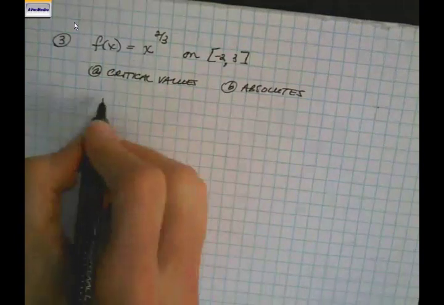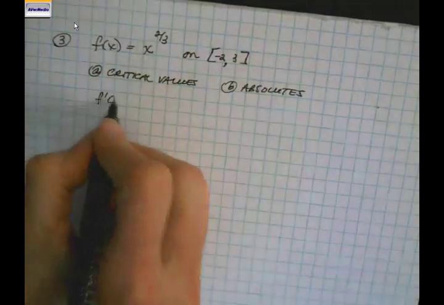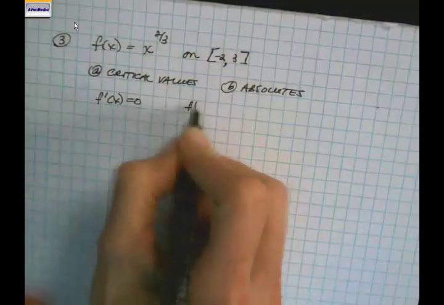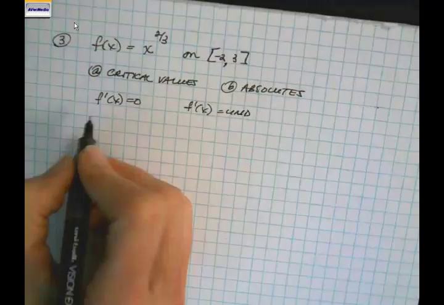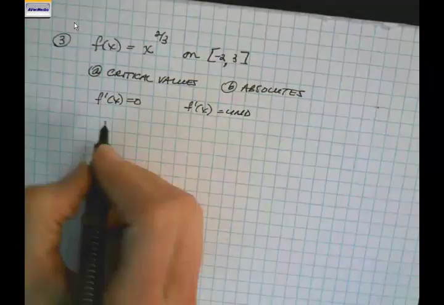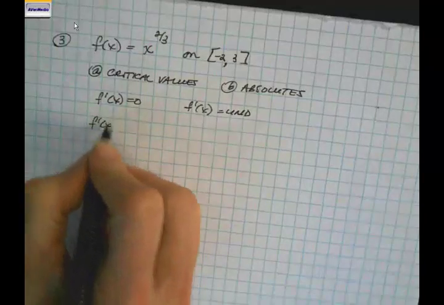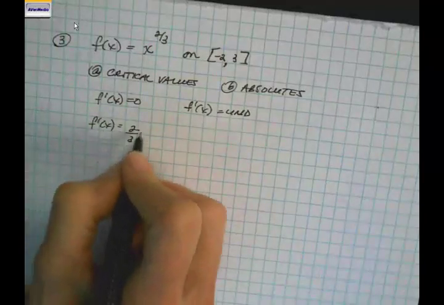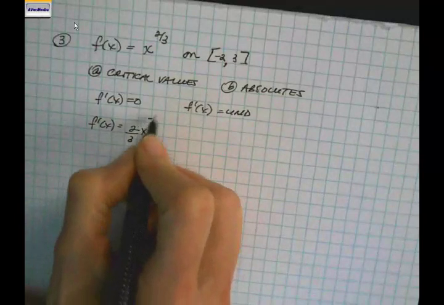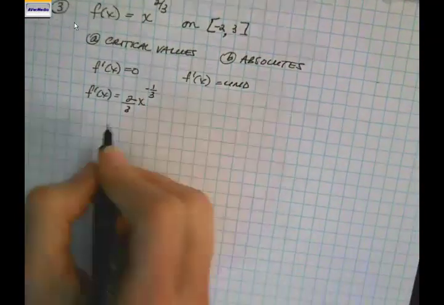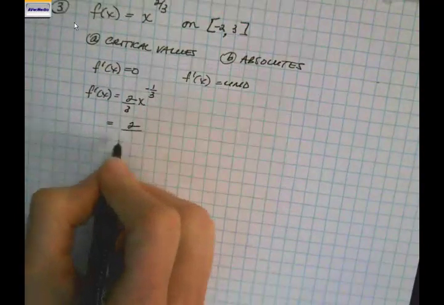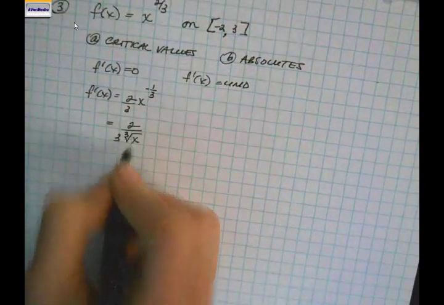Okay, so the critical values occur when the first derivative equals 0 or when the first derivative is undefined. Okay, oh wow, the first derivative of this thing. The first derivative of this function is 2/3 x to the 2/3 minus 1, which is a negative 1/3. Or in other words, the first derivative is 2/3 over the cube root of x.